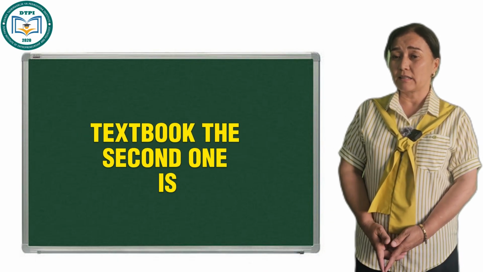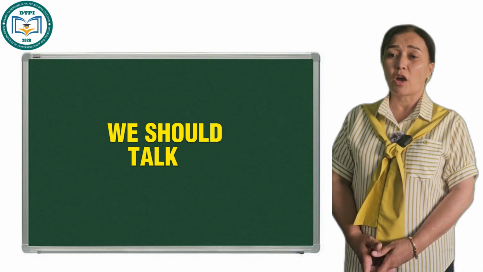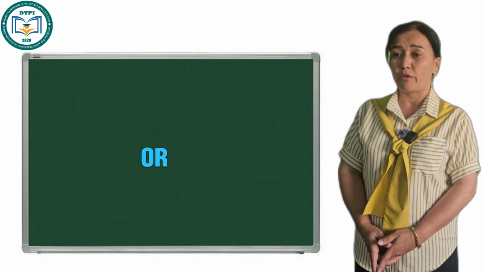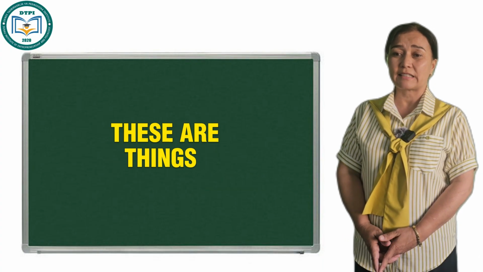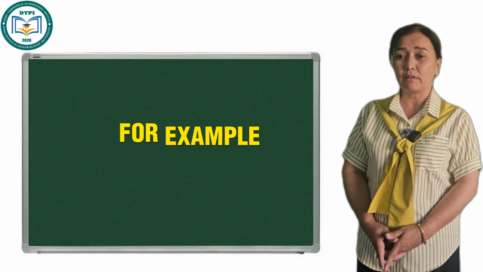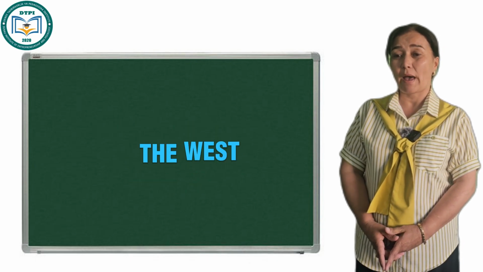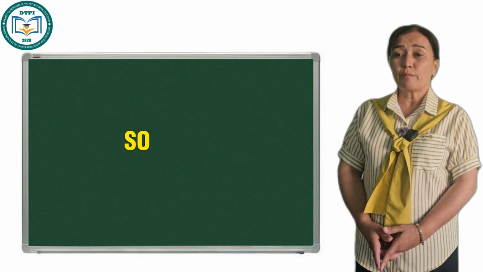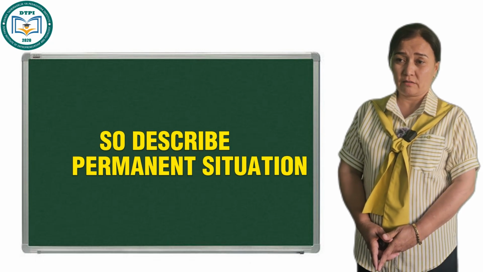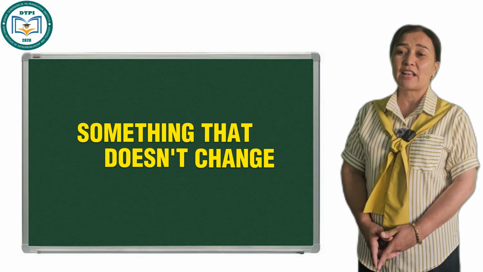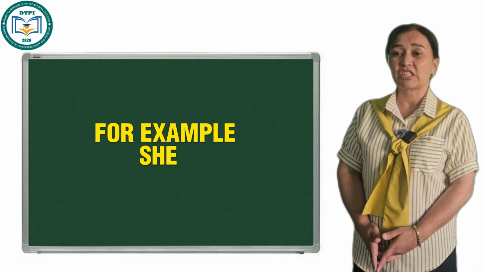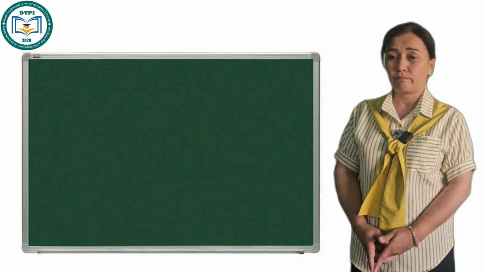The second rule is that we talk about general truths or facts. These are things that are always true. For example, the sun sets in the west. We also describe permanent situations, something that doesn't change for a long time. For example, she lives in London.